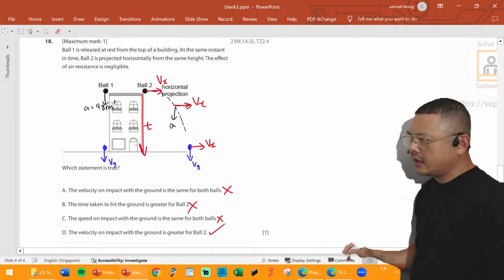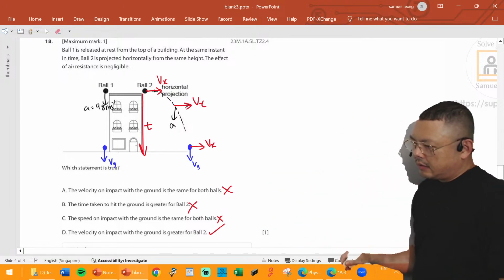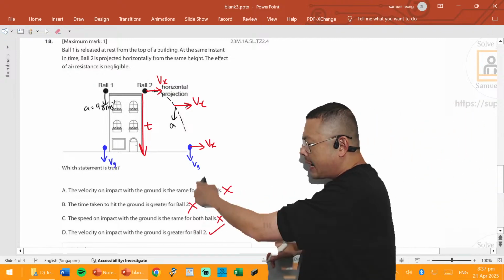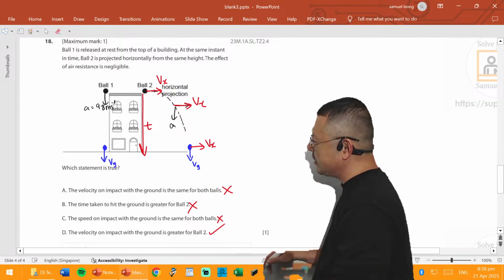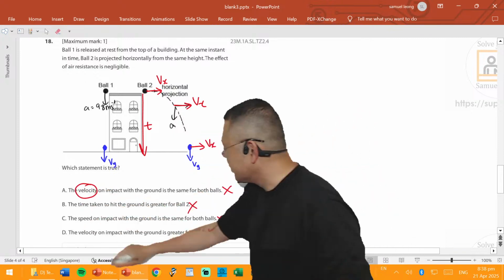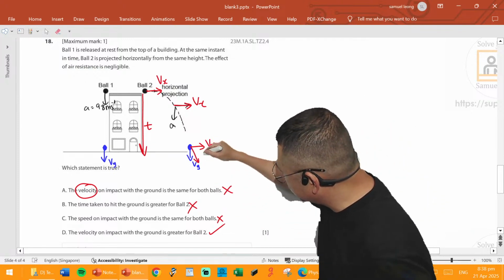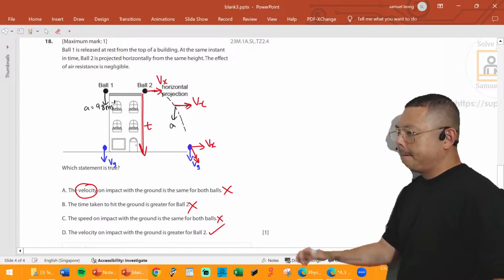The velocity of impact and the speed of impact is just the magnitude of it. In fact, A is wrong because the magnitude is different. The direction is also different, because if you tell me velocity, I have to take both magnitude and direction. So ball 2 is like this.